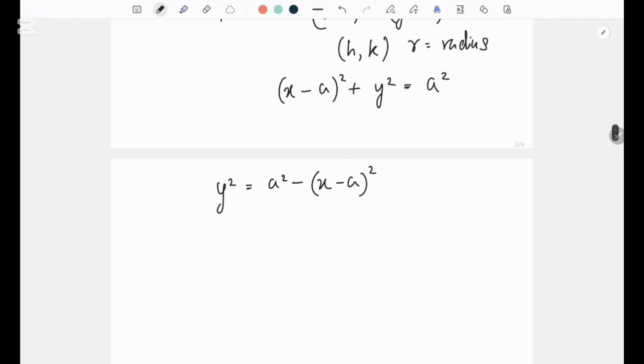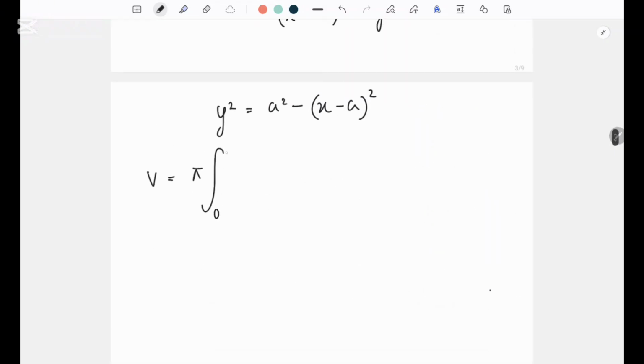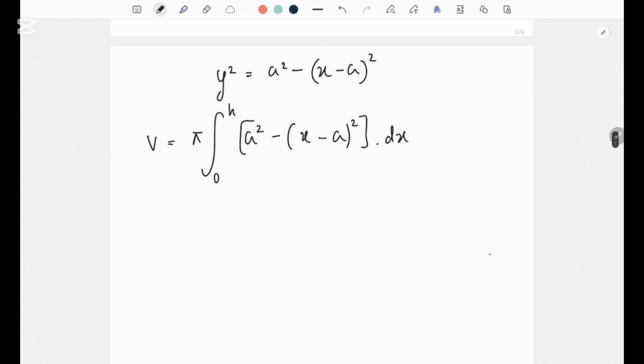Now let's find the volume. Volume equals pi times the integral from 0 to h, because that's the shaded region, and this coordinate is going to be h. The general formula for the volume is the integral of f(x) squared dx. f(x) squared is y squared, which we already have, so we can directly put that in. We integrate a squared minus (x minus a) squared dx.